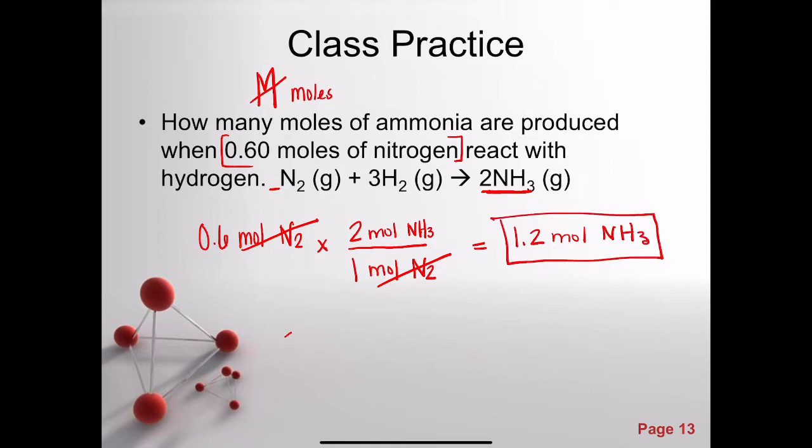Okay? And it's just really simple. 0.6 times 2 and then divide by 1, since we don't have anything to divide by really this time. Okay? And that's moles of nitrogen. That's how many moles of ammonia are being produced, and that's what it asked us for.